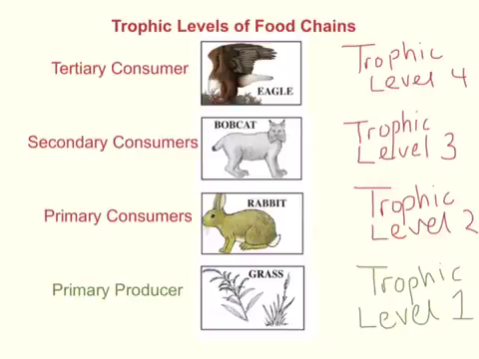And the eagle is at the top of the food chain and it doesn't have any predators. This is what's known as the apex predator.